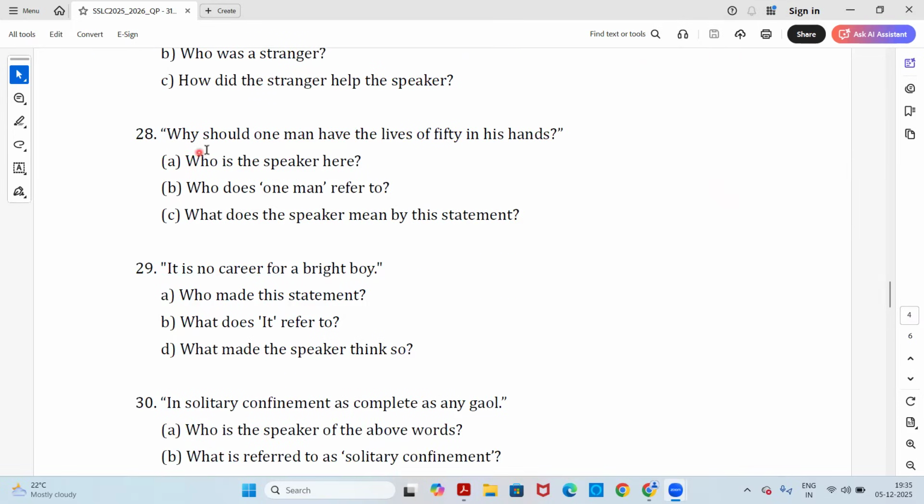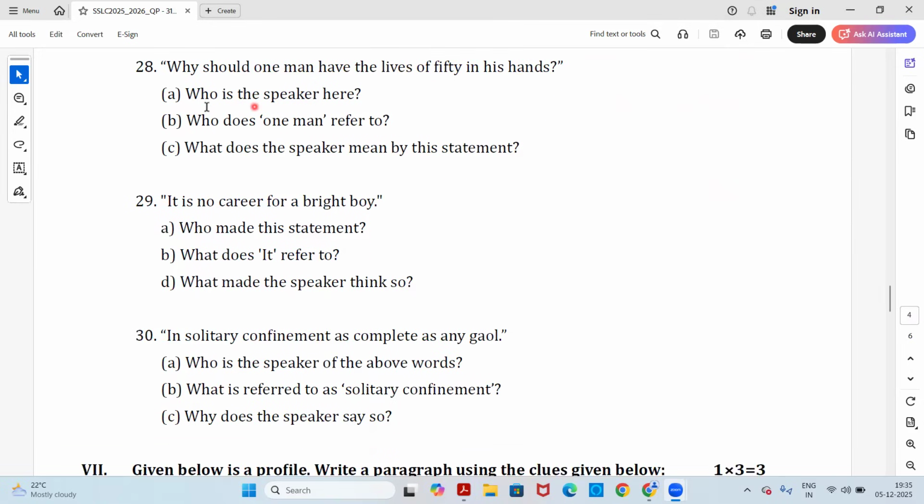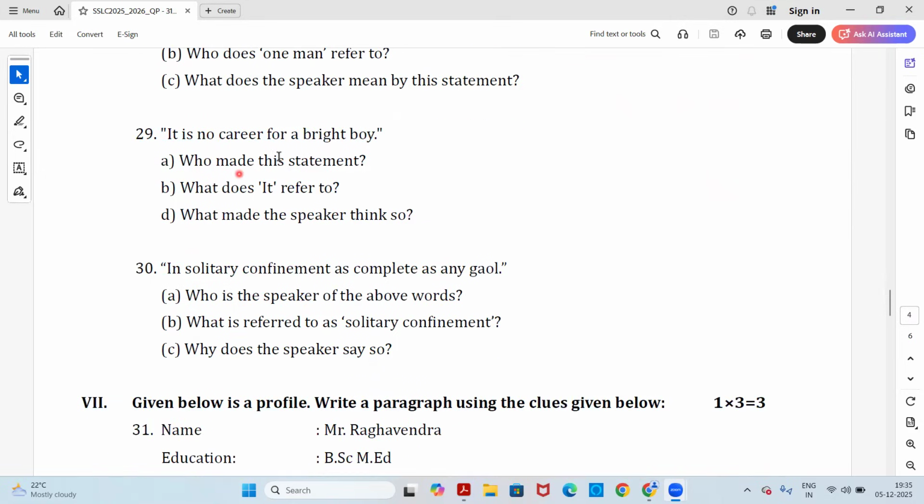Next, why should one man have the lives of 50 in his hands? So, question A, who is the speaker here? Who does one man refer to? What does the speaker mean by this statement? Next, it is no career for a bright boy. Who made the statement? What does it refer to? What made the speaker think so?